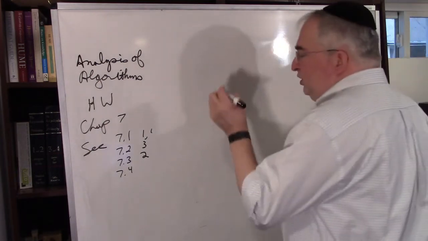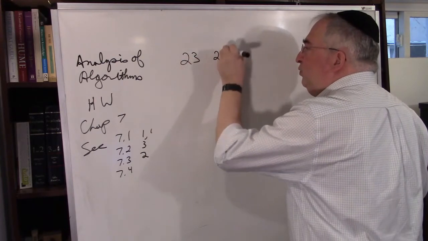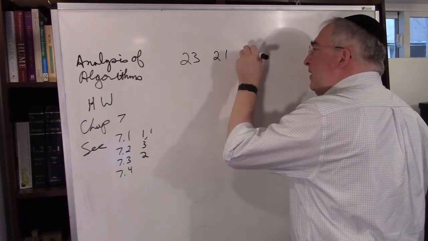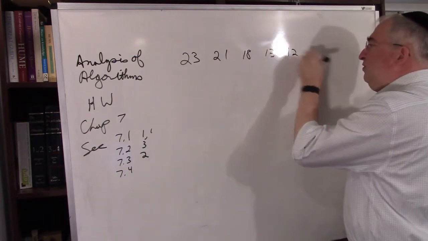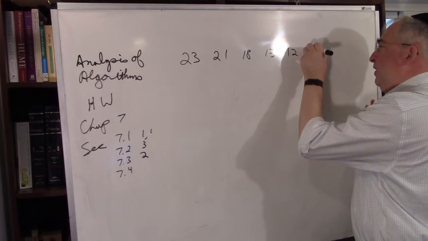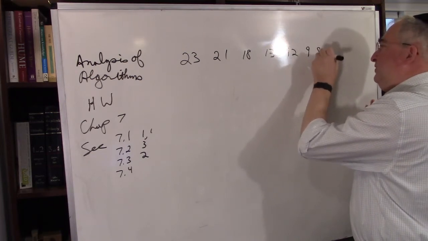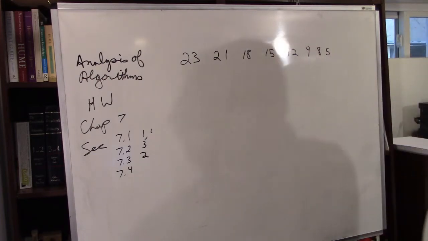Decreasing order. So let's pick a decreasing order. 23, 21, 18, 15, 12. These are separate, different elements. 9, 8, 5. Stop. Okay. So here's typical elements.